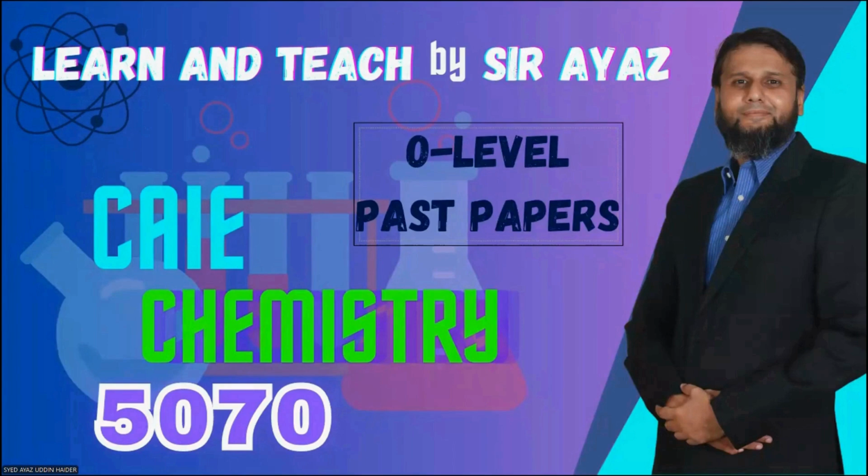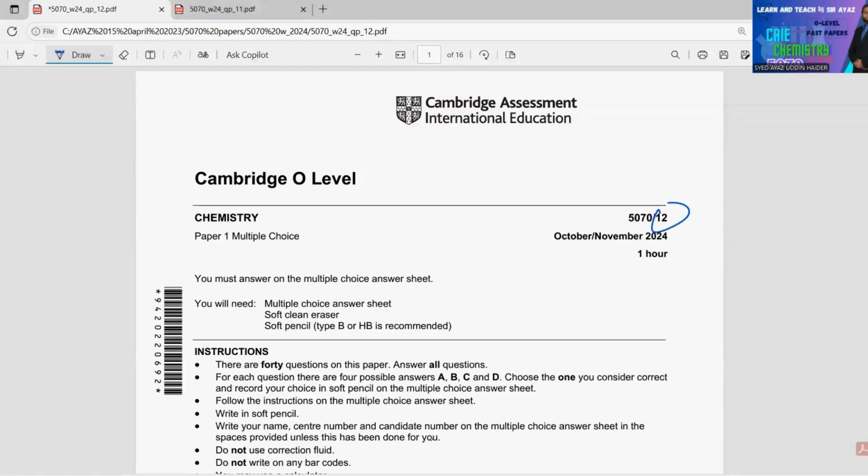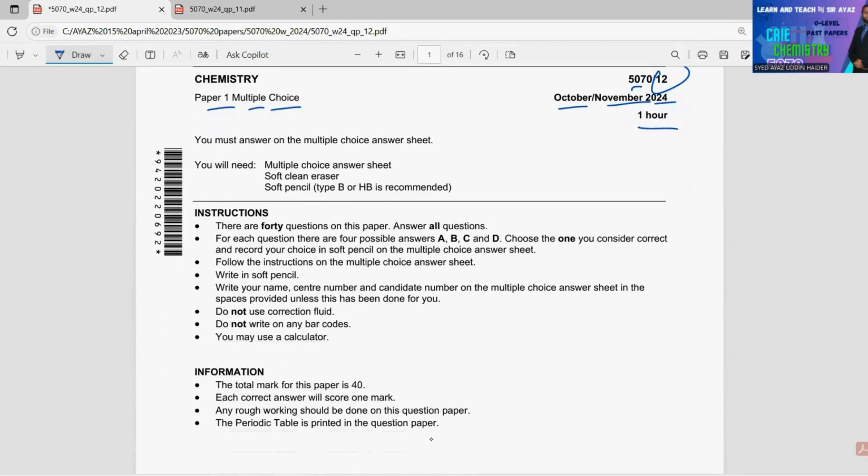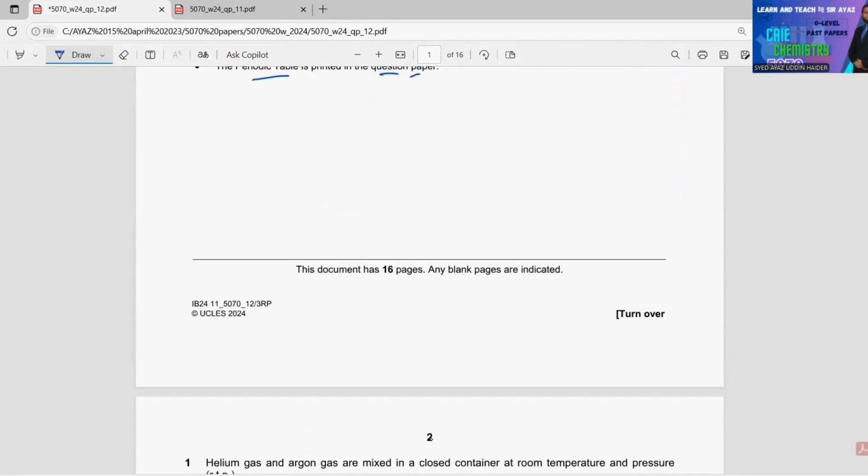So I'm continuing my O-level past papers session. This time I have selected variant 12 of 5070, of October-November 2024. It's paper one, multiple choice. Total time for this paper is 1 hour. There are 40 questions in this paper, so 40 marks. Your table is printed in the question paper. You can use a calculator in this paper. So let's start the paper.